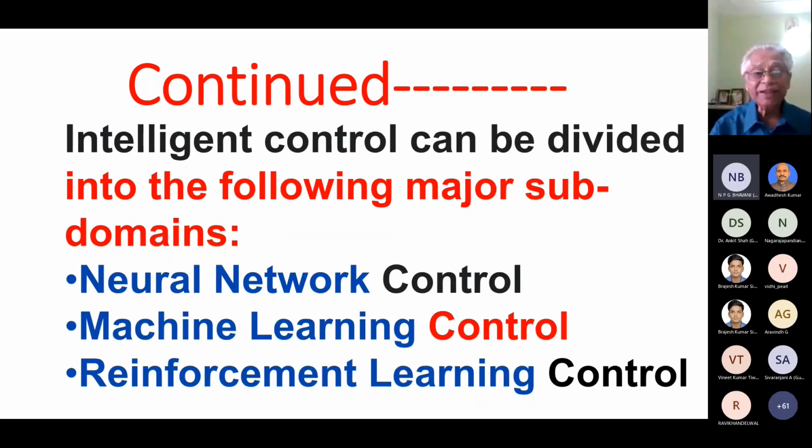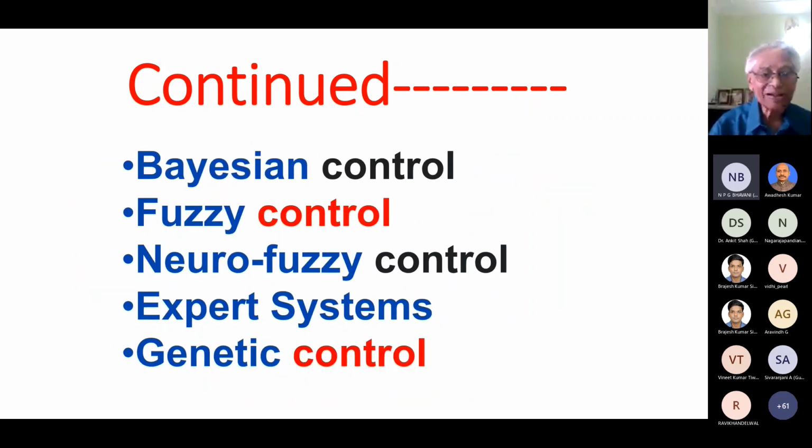Intelligent control can be divided into the following major subdomains: neural network control, of course machine learning control, and reinforcement learning control. These are the three main domains of intelligent control. Then Bayesian control, fuzzy control, neurofuzzy control, expert system, and genetic control. Of course, I said genetic control is one area where optimization techniques are used, and many others than genetic have also come. Optimization techniques have also evolved.